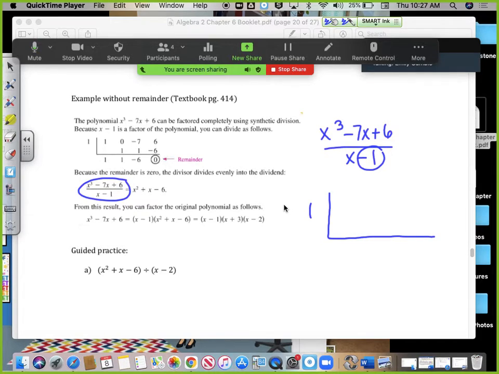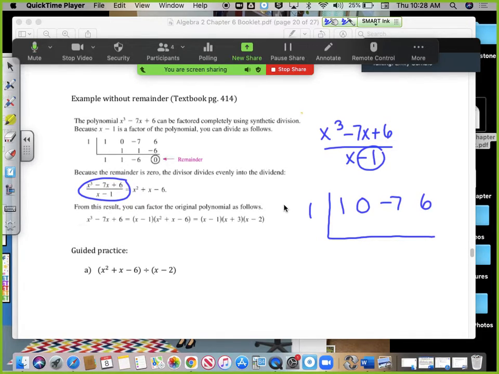We start with x to the third power. That's 1x to the third power, so I would put a 1 here. We're missing the x squared number, so because it's not there, we need the 0 as a place saver, or the whole thing will get messed up. Negative 7x is next, so this would be a negative 7, and then 6 is the constant would go here.